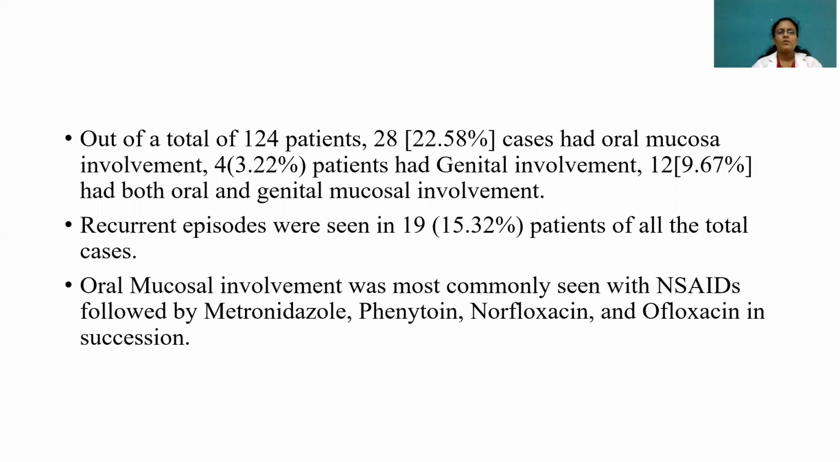Out of a total of 124 patients, 28 cases had oral mucosal involvement, which formed 22%, 4 patients had genital involvement, which constituted 3%, and 12 patients had both oral and genital mucosal involvement, which formed 9%. Recurrent episodes were seen in 19 patients of all the total cases, constituting 15%. Oral mucosal involvement was most commonly seen with NSAIDs, followed by metronidazole, phenytoin, norfloxacin, and ofloxacin in succession.